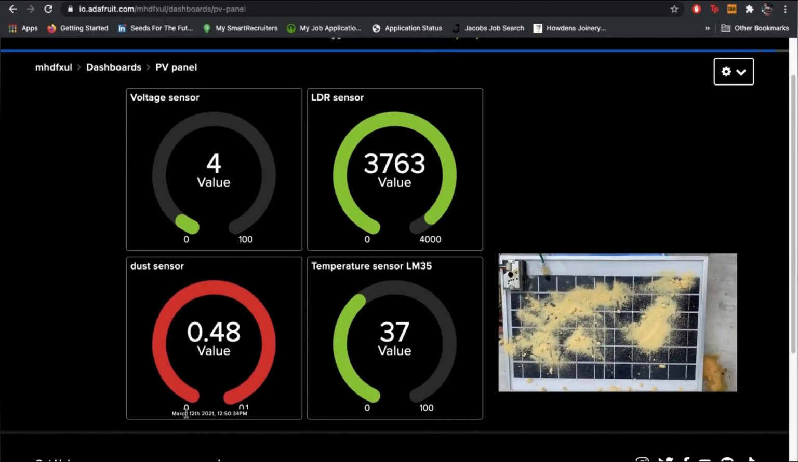And the last one is the dust sensor, since the particles are detected by the optical Sharp dust sensor. When the dust density is higher than 0.1, the dust will be detected.